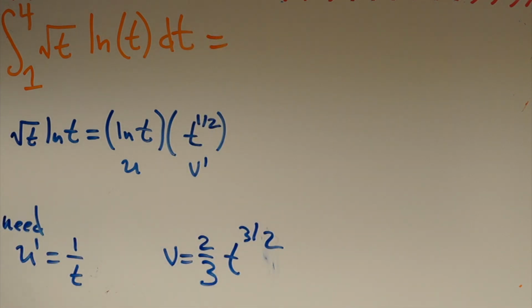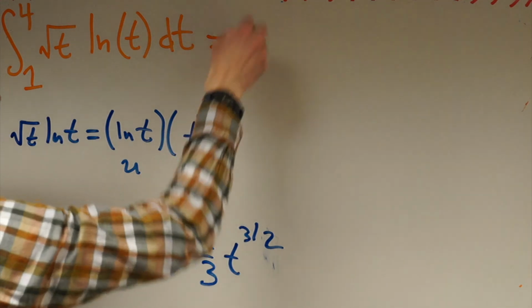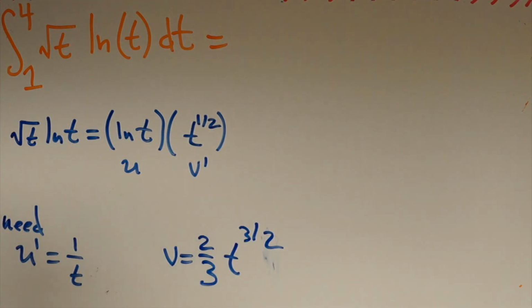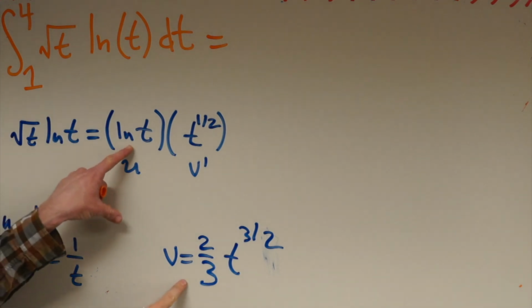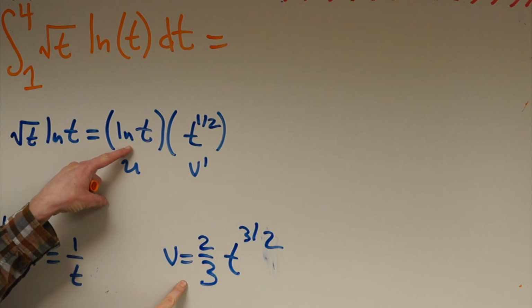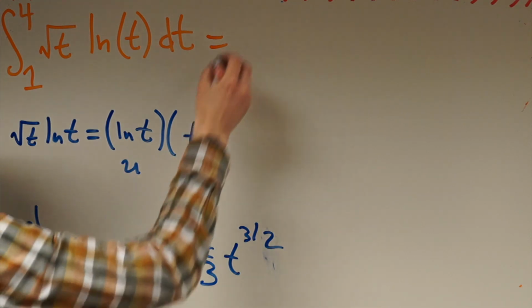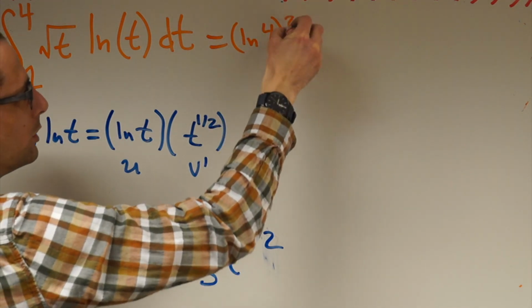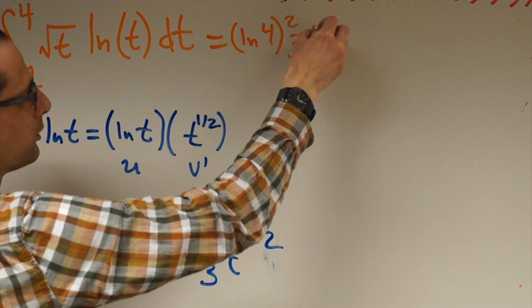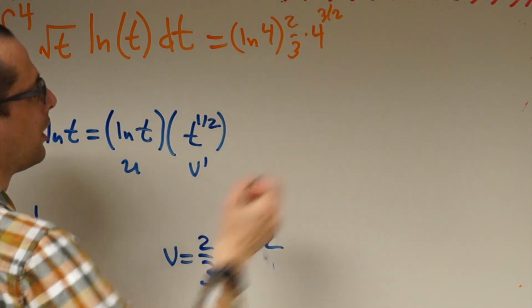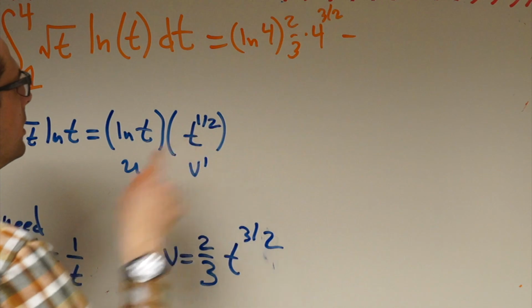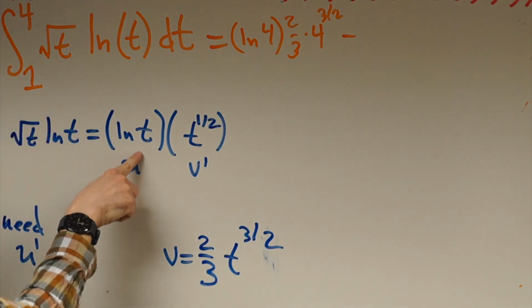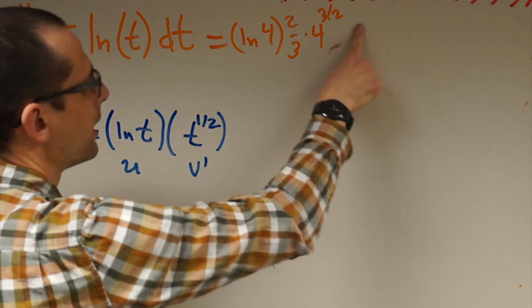The first thing we'll see is an integral of a derivative, and we've gotten some practice with that now, so let's just do it without writing that integral down. It's going to be u times v evaluated at 4 and 1. So that'll be natural log 4 times 2/3 times 4 to the 3/2 minus natural log of 1. Ooh, natural log of 1 is 0. So that's all there is.